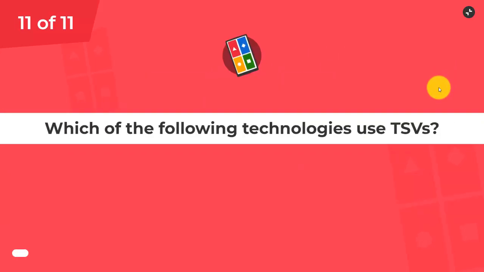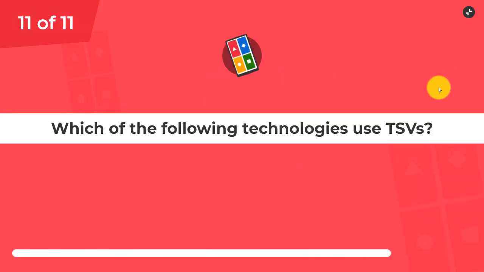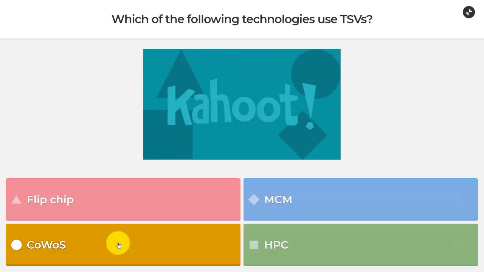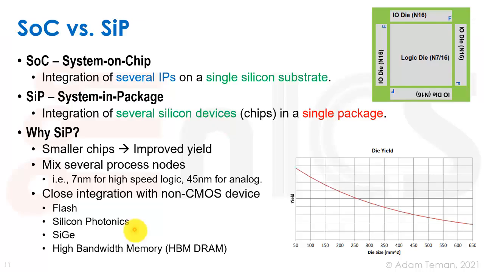And finally, our last question. Which of the following technology uses TSVs? TSVs are through silicon vias. Does flip chip use it? Does MCM use it? Does CoWoS use it, or does HPC use it? Well, the answer is going to be CoWoS. So let's go and look at that.